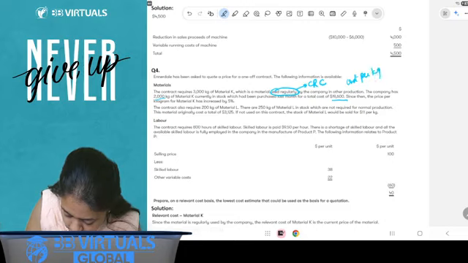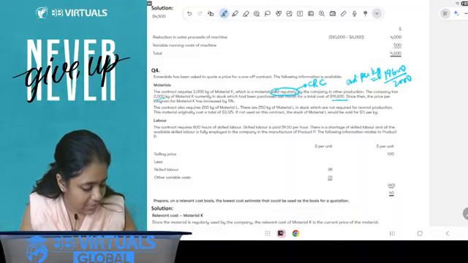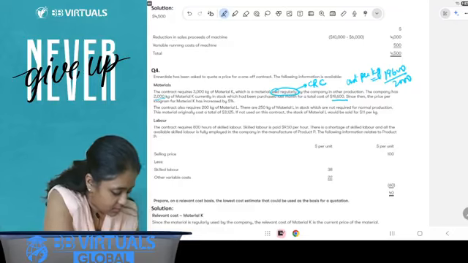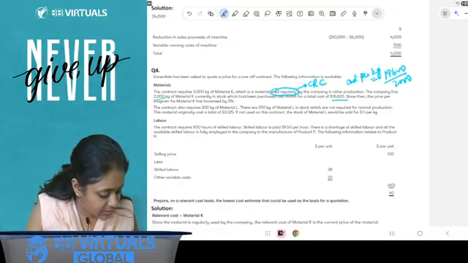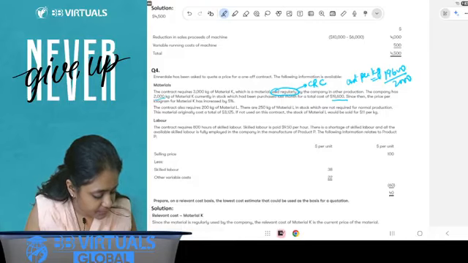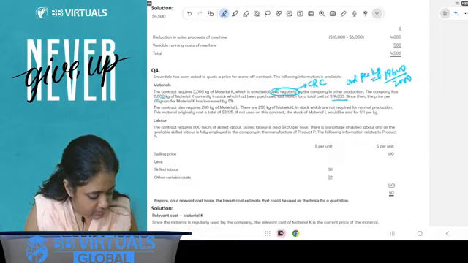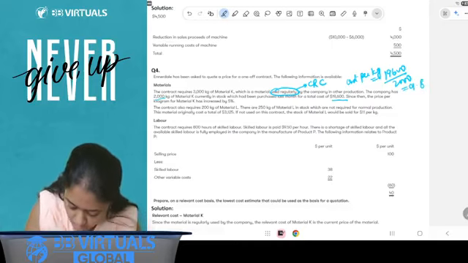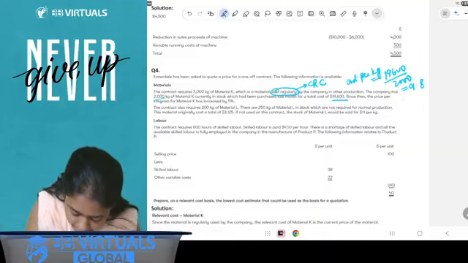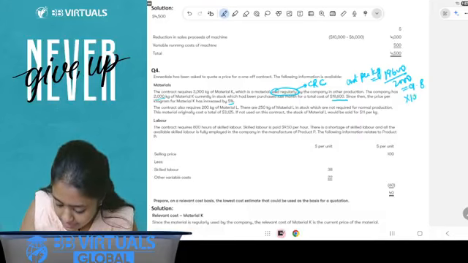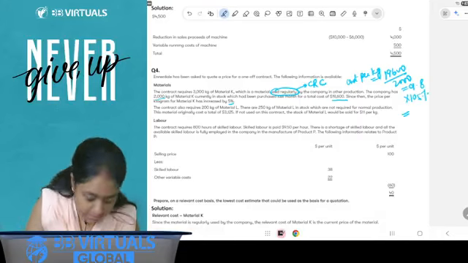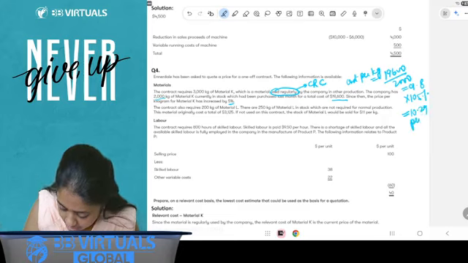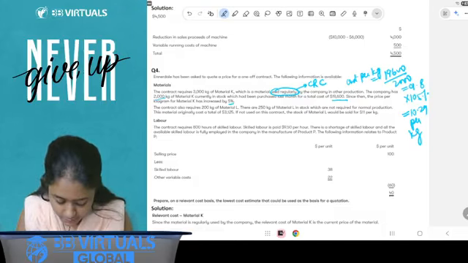So cost per kg will be 19,600 by 2000. If I do it on calculators, it gives me 9.8 per kg. Now we have to add 5% to it because the cost has increased. So let's multiply it by 105% and I get my value as 10.29 per kg. So that means this is my current replacement cost.